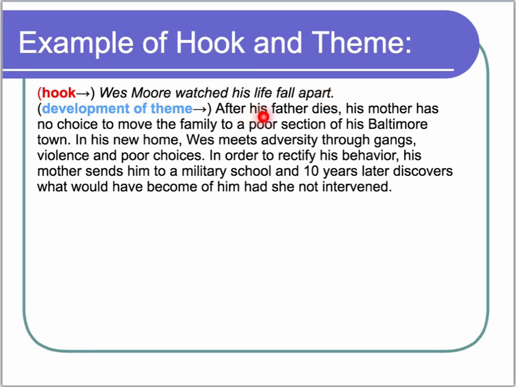I'm going to talk about how after his father dies, his mother has no choice but to move the family to a poorer section of his Baltimore town. In his new home, Wes meets adversity through gangs, violence, and poor choices. In order to rectify his behavior, his mother sends him to a military school, and 10 years later, he discovers what would have become of him had she not intervened. So that would be an example of how I develop a hook.